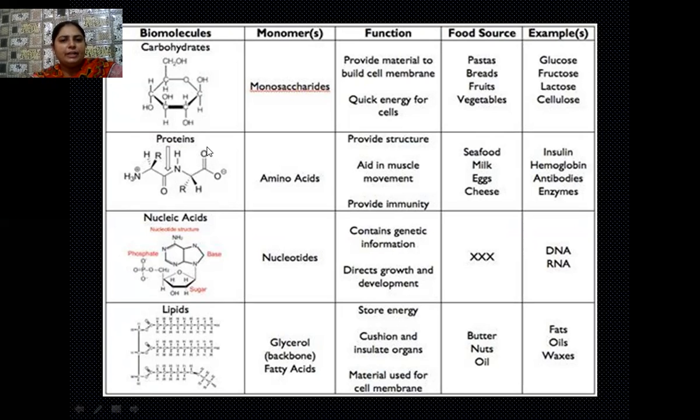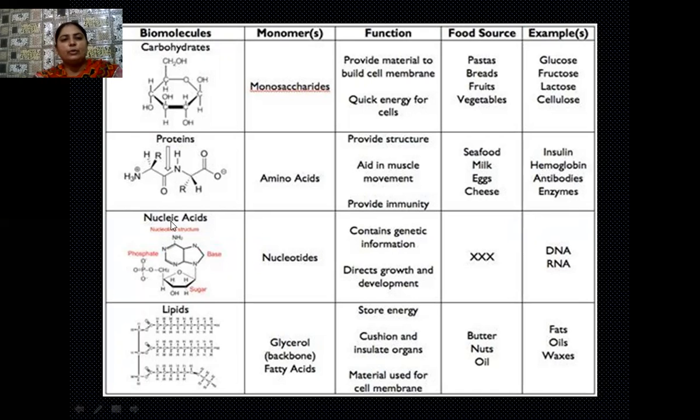Okay, students, proteins. Here the monomeric units are amino acids, and they provide structure. They are helpful in muscle movements. They provide immunity. We obtain them from seafood, milk, egg, cheese, etc. Then examples are insulin, hemoglobin, antibodies, and enzymes. All of these are proteinaceous in nature.